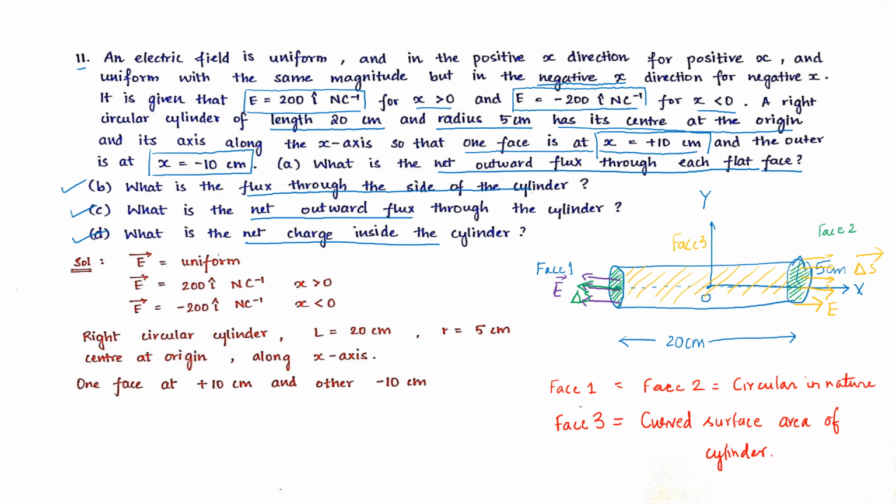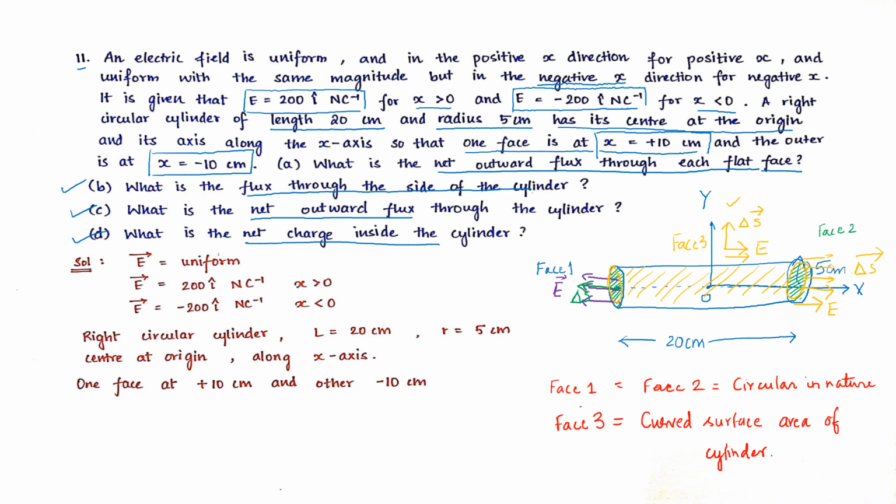Now, what will be the case for face 3? For face 3, the surface area vector will be upwards, but the electric field lines will move parallel to the curved surface area. E will be parallel here. Now, what will be the scenario when we calculate the flux for this face and this face? All these fluxes we need to calculate.